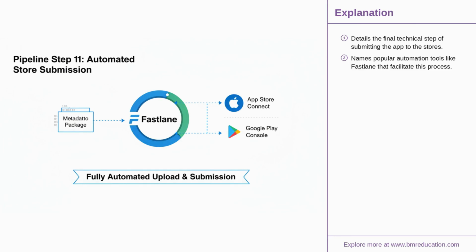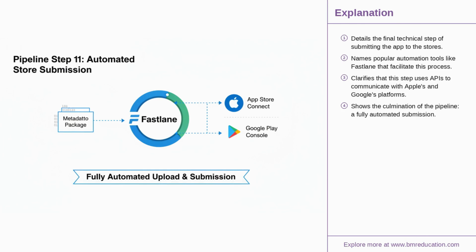Finally, the pipeline executes the submission. Using tools like Fastlane, it communicates directly with App Store Connect for iOS and the Google Play Console for Android. It uploads the artifact and all its metadata, navigates the submission process, and sends the app for review, turning a complex, multi-step manual process into a single automated command.